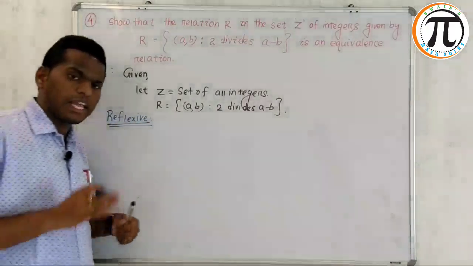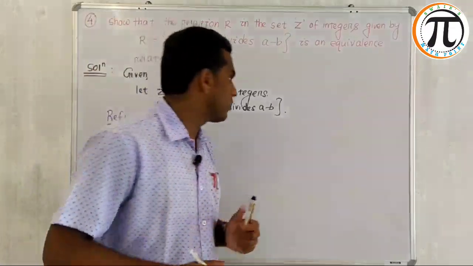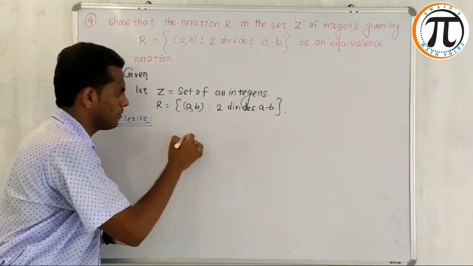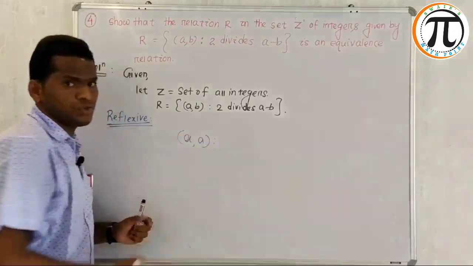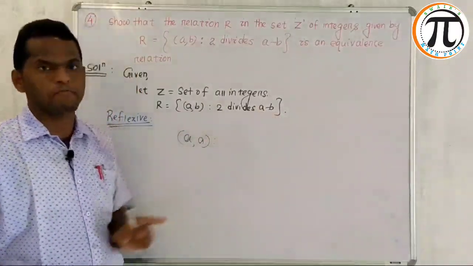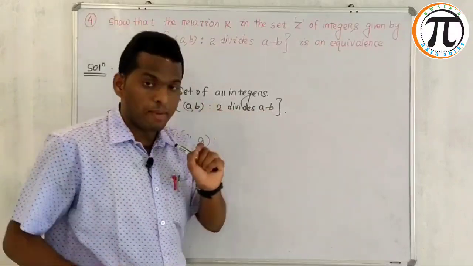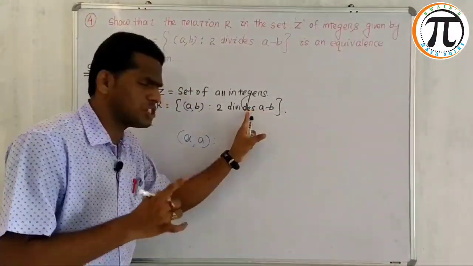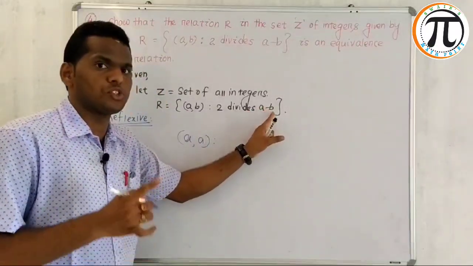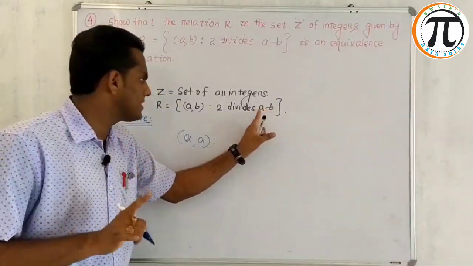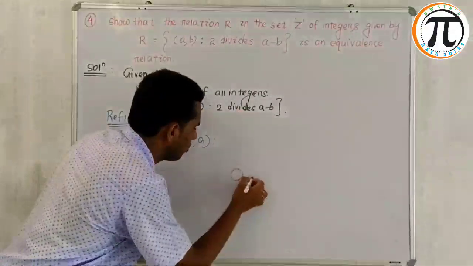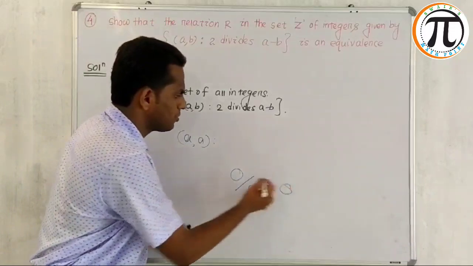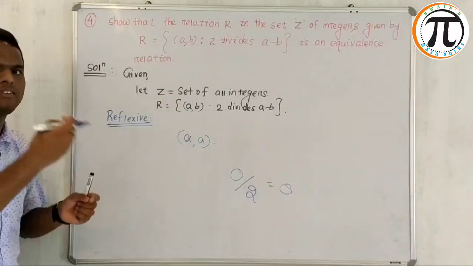So for reflexive, (a, a) belongs to R. Look, here is (a, a) belonging to R or not? Look, (a, a), its meaning is what? 2 divides a minus a. So a minus a means what? 0. So just think the reverse way, a minus b is divisible by 2. a minus a means 0. Is 0 divisible by 2 or not? Yes, why not? So 0 by 2 is what? 0.